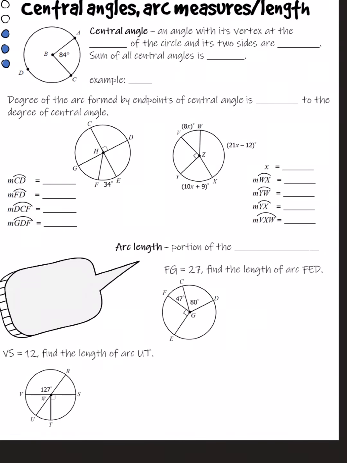Let's talk about arc lengths now. Remember that when you see the word measure, or the little m before the arc in these letters, this means degrees. Measure equals degrees.